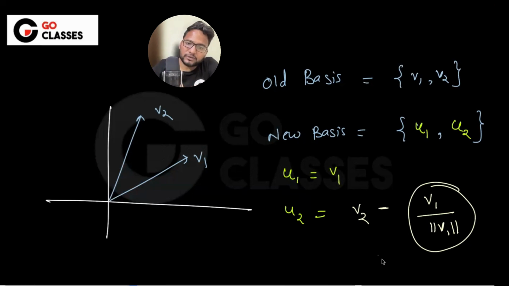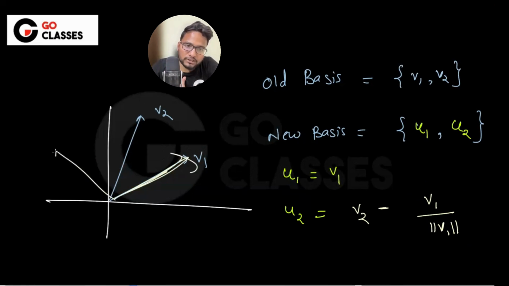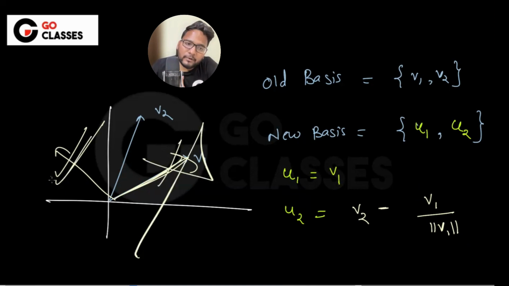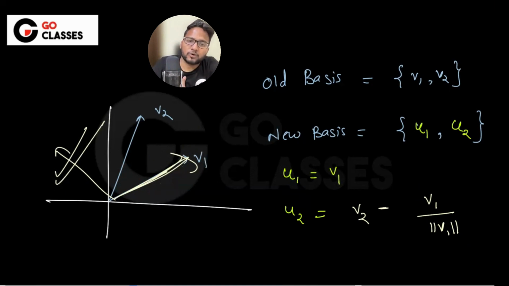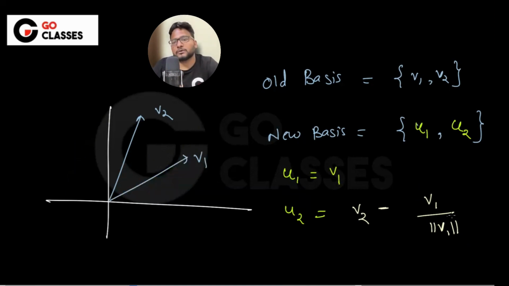See, this v2 is having two things. I don't want this, I don't want this, I only want this. Okay, I'm only interested in this. So v2 is nothing but the summation of this thing and this thing. I want to subtract out this, and I will be just getting this. Okay, so this is v2 minus something in the direction of v1.